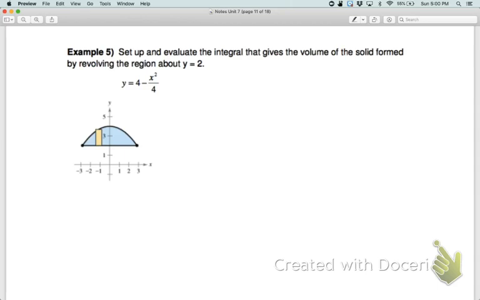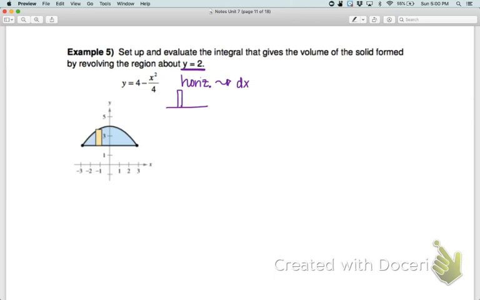So we want to set up and evaluate the integral that gives the volume of the solid formed by revolving the region about the line y equals 2. First thing we have to decide is y equals 2 is a horizontal line, which means that our integral needs to be dx, because if it's a horizontal line, our rectangles are going to be perpendicular to that, okay? And you can see that in the picture here.